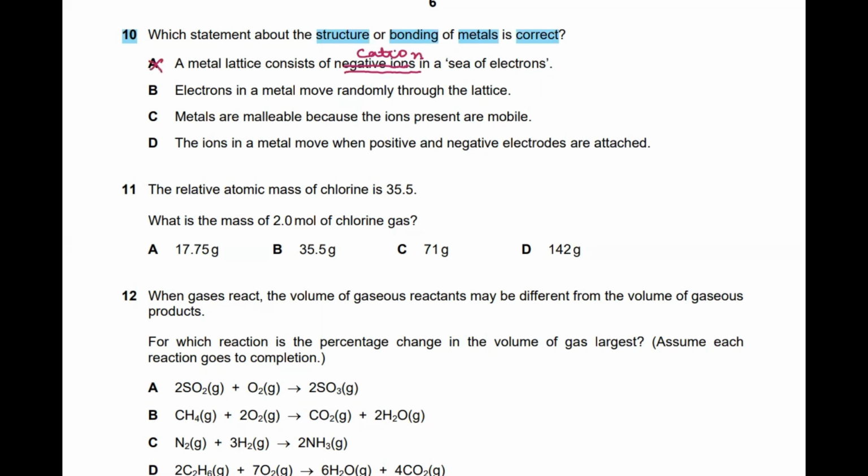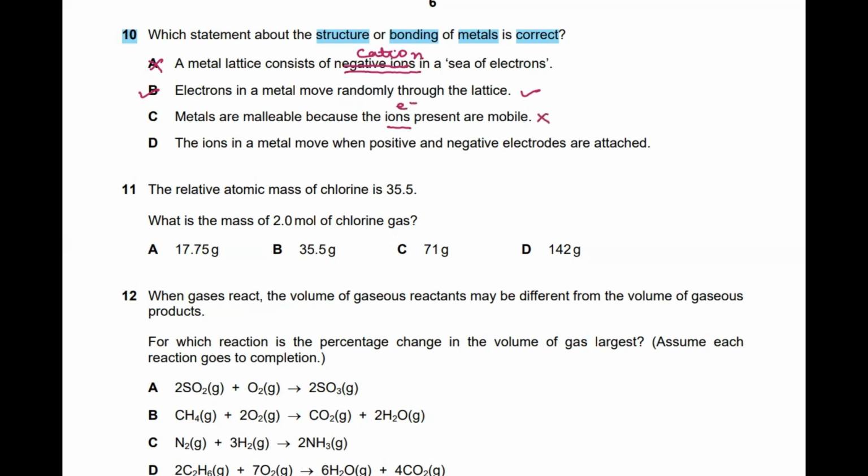The electrons in the metal move randomly through the lattice. Yes, they move randomly throughout the lattice. So B is correct. Metals are malleable because the ions are mobile. It should not be the ions. It should be the electrons. That's why C is incorrect.